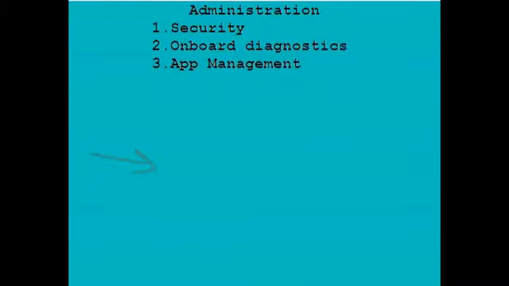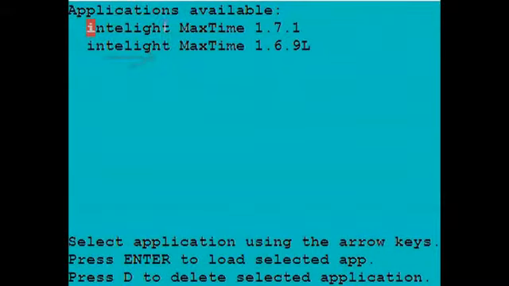And then we're going to press number 3 for application management. This screen will show you all the different versions that are loaded on this controller. You can have multiple versions on the controller, and you can select different ones to run at different times. So you can roll it back to a previous version or roll it forward.